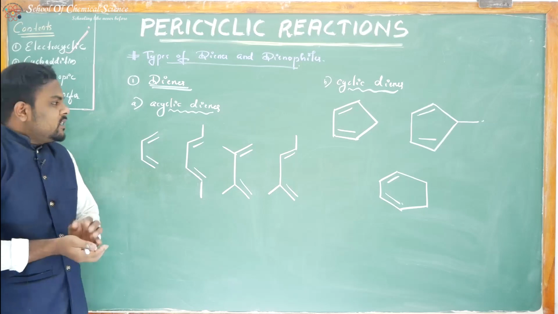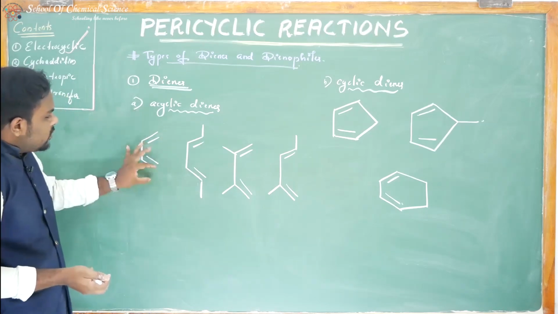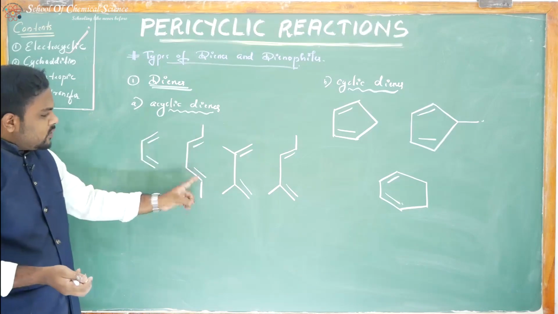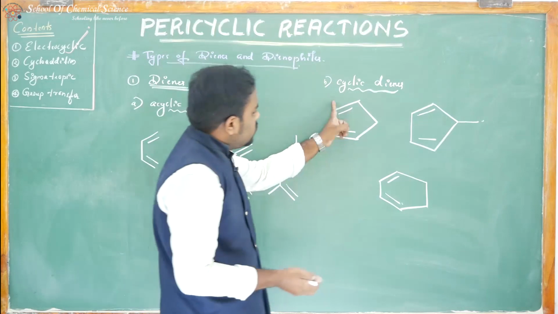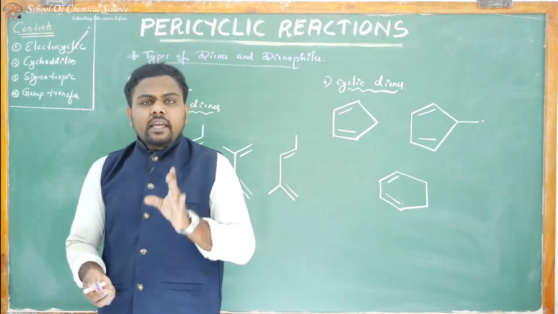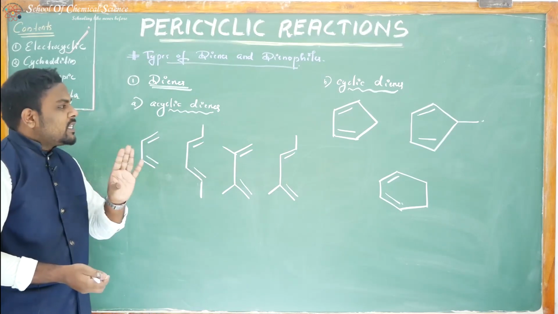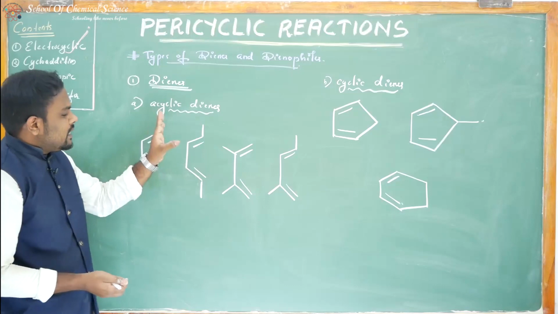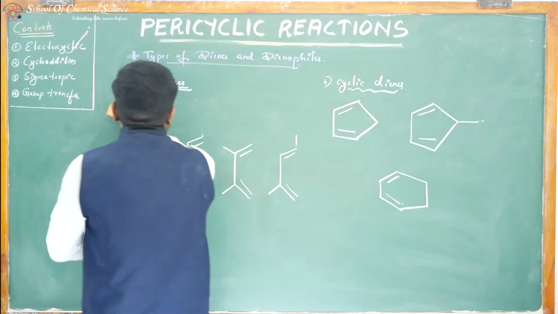One peculiarity is that all these are in cisoid conformation, with two pi bonds on the same side. Here also, two pi bonds on the same side. So our diene must be in cisoid conformation. Acyclic diene, cyclic diene.